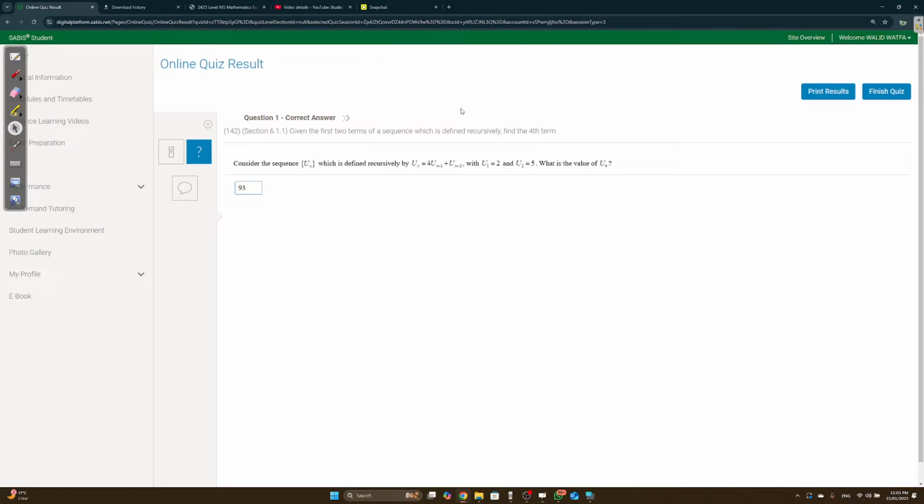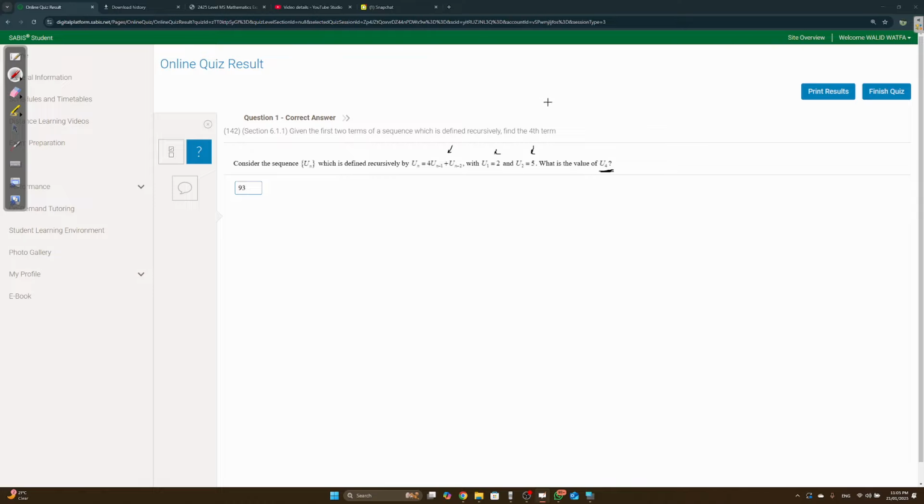Okay, this is chapter 6.1, course practice. Consider the sequence u_n, which is defined recursively by u_n is equal to 4u_(n-1) plus u_(n-2). Recursively means it gives you u_n, but it's defined in terms of the elements that come before it. That's what recursive means. So they give us u_1 is 2, u_2 is 5, and they're asking for u_4.